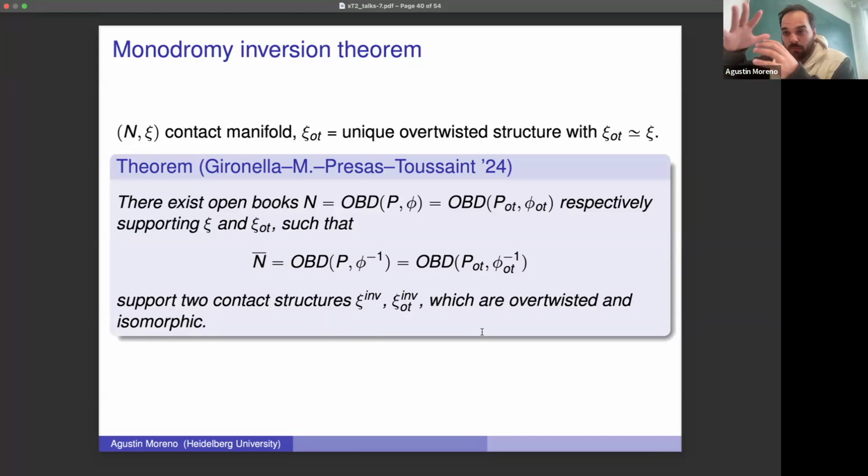So in other words, I start with whatever contact manifold, and I find two open books such that if I invert their monodromies, I get over-twisted contact structures, and they're actually the same contact structure up to isomorphism. Okay. So I think this result may bear some independent interest on its own, so I'm stating it as it is. So maybe let me give a sketch of how to prove this, because this is also one of the key parts of the result.